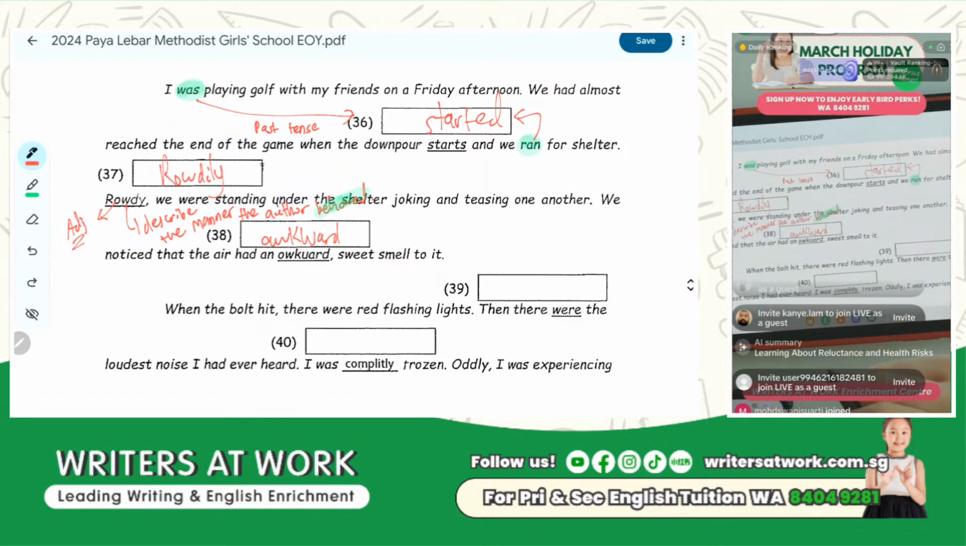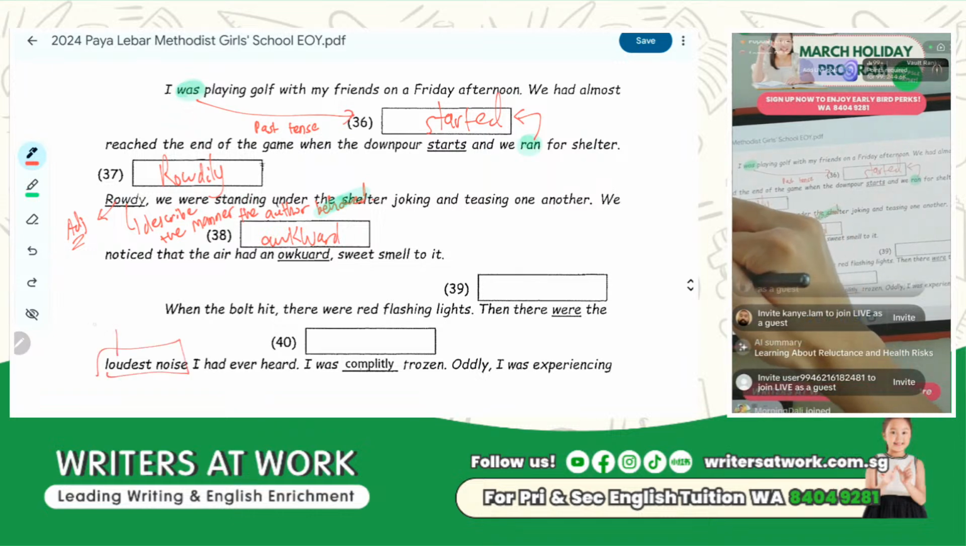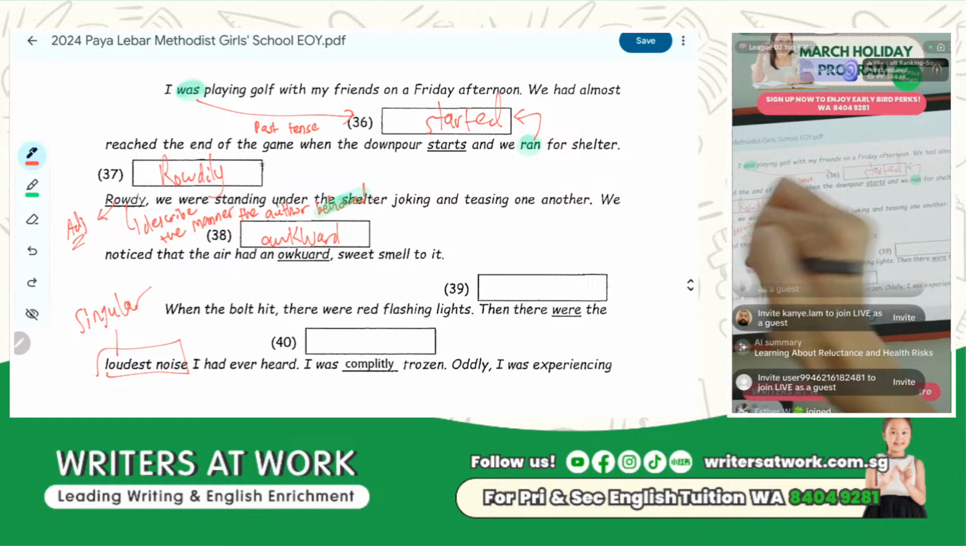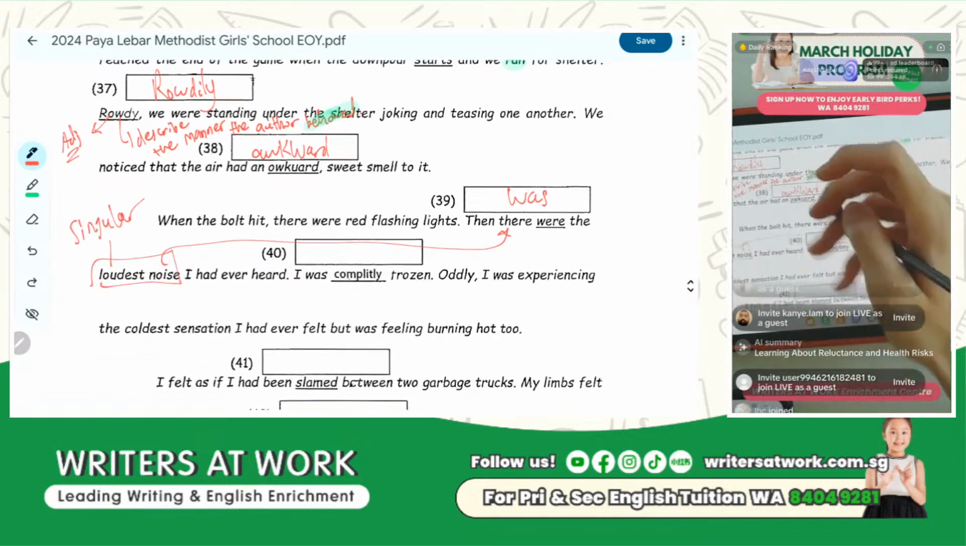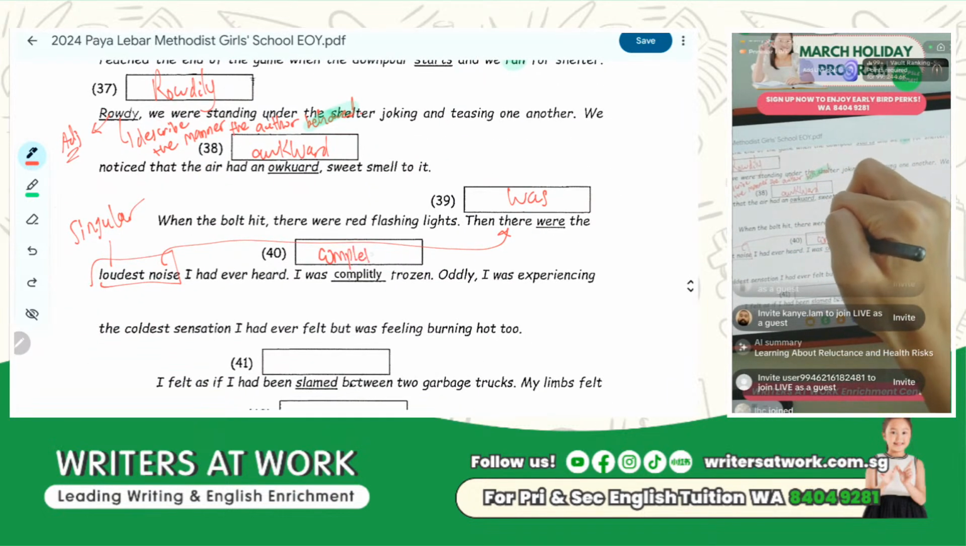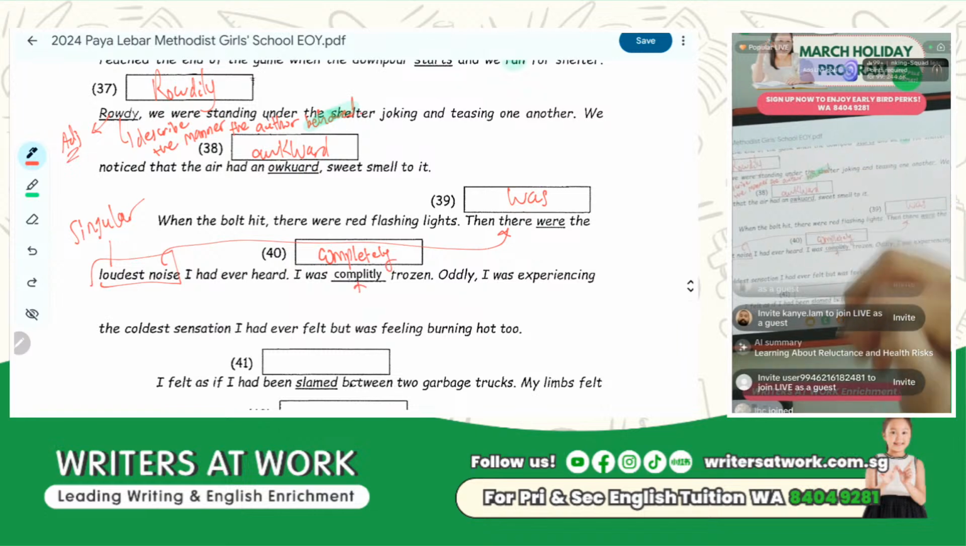When the boat hit, there were red flashing lights. Then there's the loudest noise I have ever heard. So you can see loudest noise. This is a singular subject. So it will be there was the loudest noise. I was completely frozen. Okay, this is a spelling error, so please take note.